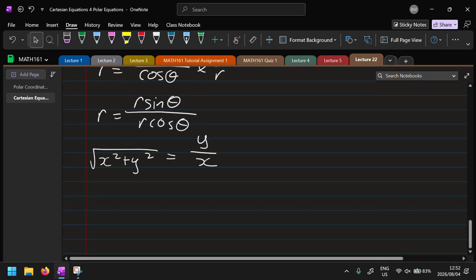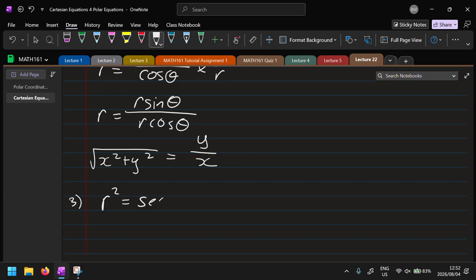Number 3, I'll leave that for you to do for homework. So this is r squared equals sec theta. Again, there's a little problem. Sec, that's an issue. We want sine and cos to convert. But how can we rewrite sec? 1 over cos, good. But we're missing the r. That's fine. We can divide both sides by r. And we get r on the left, r cos theta on the right, and we can convert. So I'll leave that for you to do for homework.